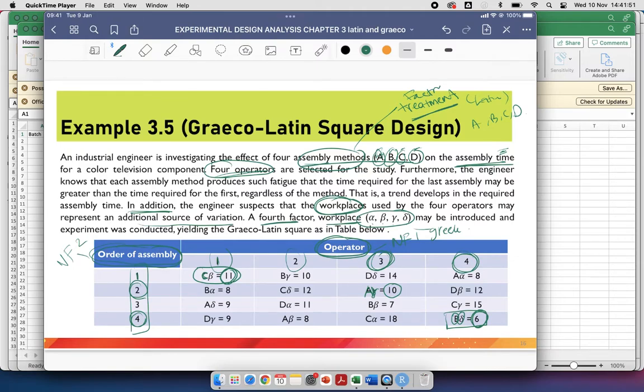So, now we want to analyse. Ada beza tak assembly method A, B, C, D ni? Bila kita consider 3 nuisance factor. Okay, so we have to test that one. So, sini adalah Graeco-Latin. Nampak dia ada 3 nuisance factor. Operator, order and the workplace. Okay, kalau Latin je, dia ada operator dengan order je. Dia tak ada yang Greek tu. So, kalau ada Greek tu, dia adalah Graeco-Latin square. Okay, so kena ingat treatment adalah Latin yang ABCD biasa.